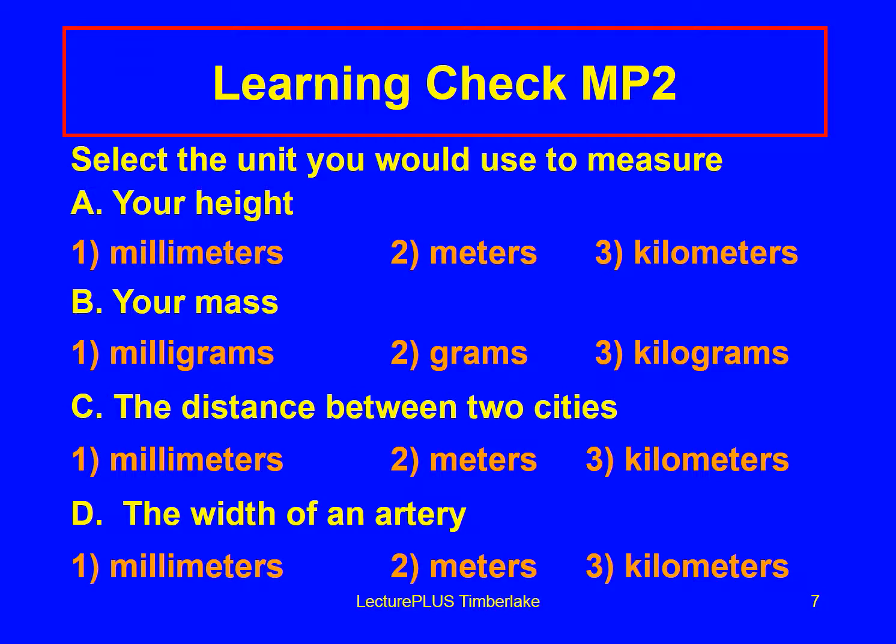There we go. So again, take a look at these. Pause the video, see if you can select the most appropriate thing to measure these different items. Okay, again, welcome back. Your height should have been measured in meters. Your mass should have been measured in kilograms. The distance between two cities, if you've ever driven through Canada, you'll know that those are measured in kilometers. And the width of an artery, very, very small. We want millimeters for that.